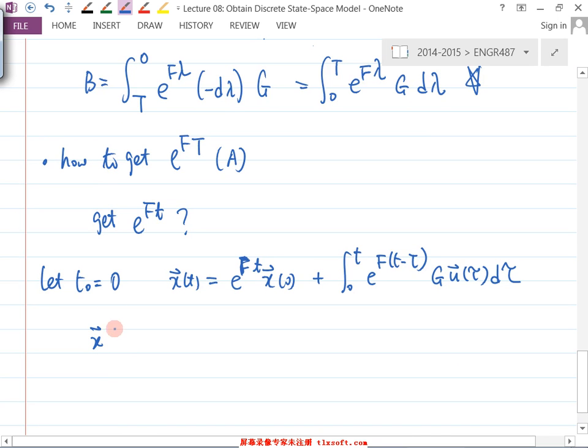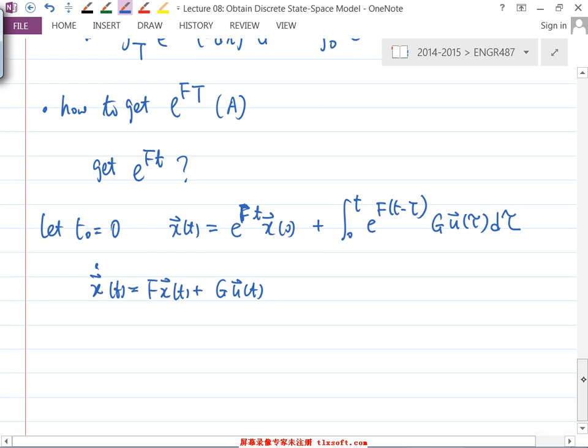I'll bring that continuous system model back into the picture. So this is a continuous state equation, right? This is a differential equation. And then I'm going to take the Laplace transform of both sides of this equation.